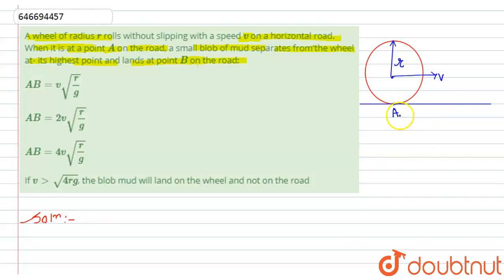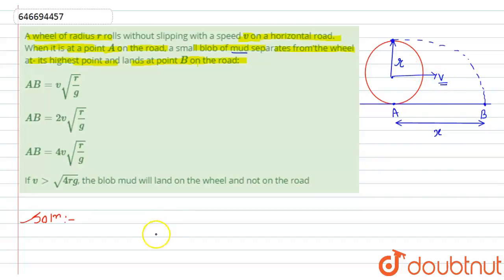Now let's suppose where the wheel touches the road is a point A. When it is at point A on the road, a small blob of mud separates from the wheel at its highest point, means at this point, and lands on point B on the road. Obviously it will do a projectile motion like this, and it will land onto the road, let's suppose at point B. As per the question, we have to find this distance AB. Let's suppose this distance is x, while the radius is r and the velocity in horizontal direction is v.